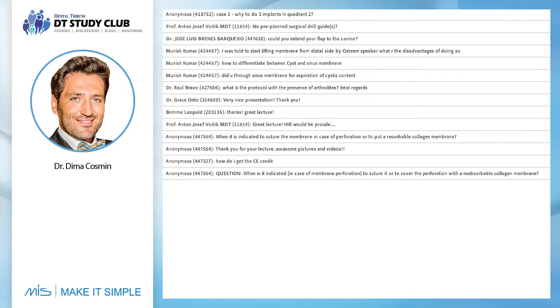And the best protection is with a resorbable collagen membrane, 4 times bigger than the perforation. Keep this in mind. Otherwise, the patient could aspirate it inside the sinus. So if you have a perforation bigger than this, of course, sometimes you need to suture it, but we have to be very attentive because it's not so easy, and probably you could enlarge the perforation.